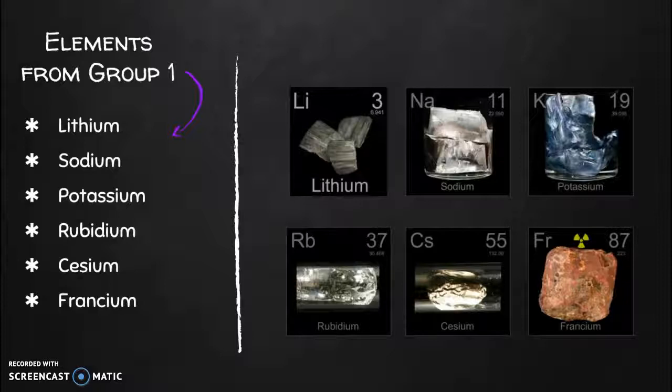The elements that are classified as alkali metals and are located in group 1 are lithium, sodium, potassium, rubidium, cesium, and francium.